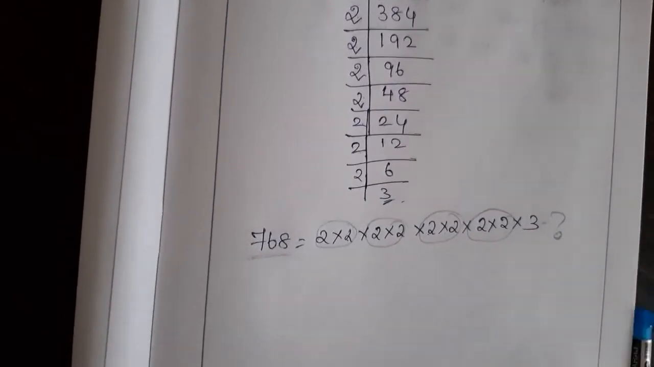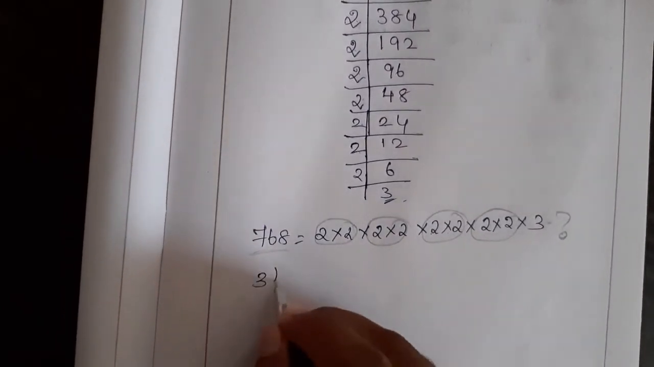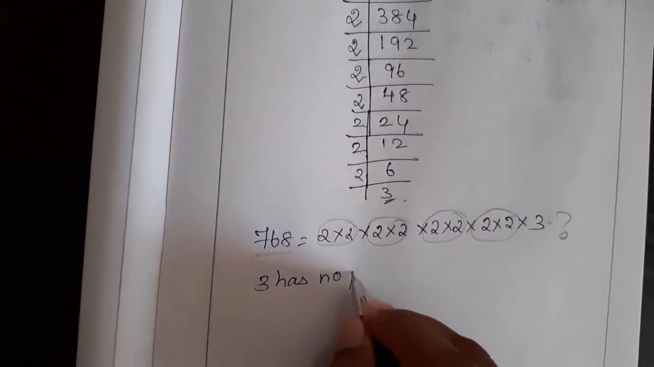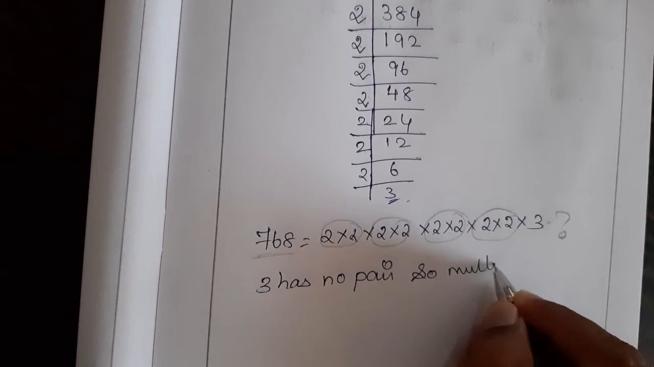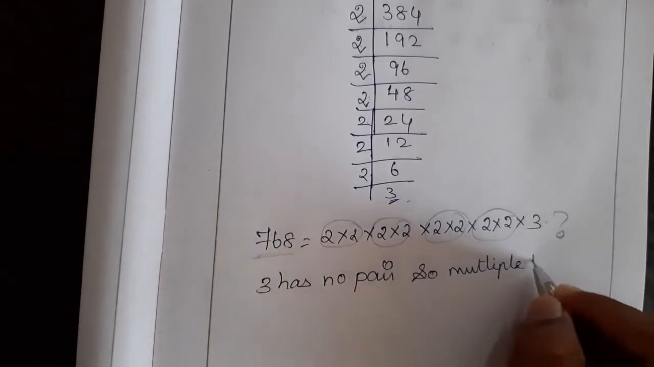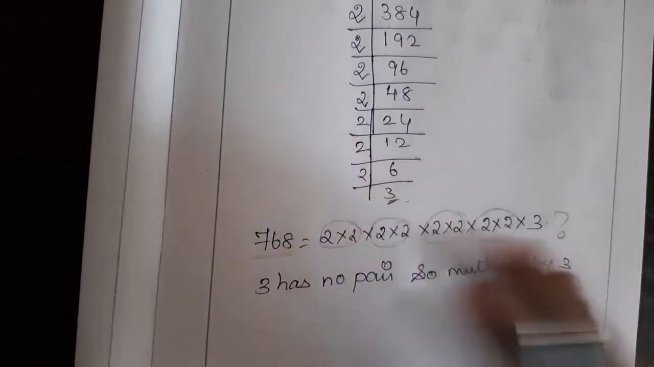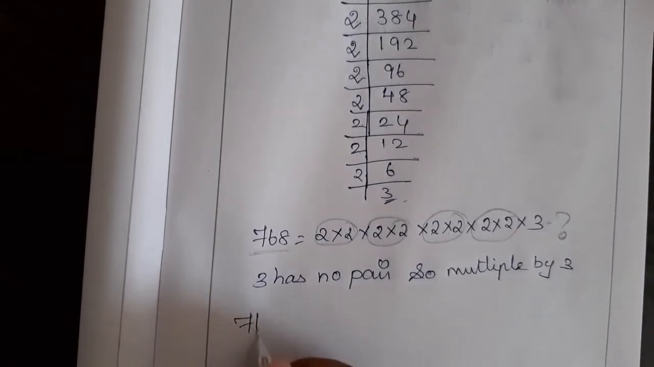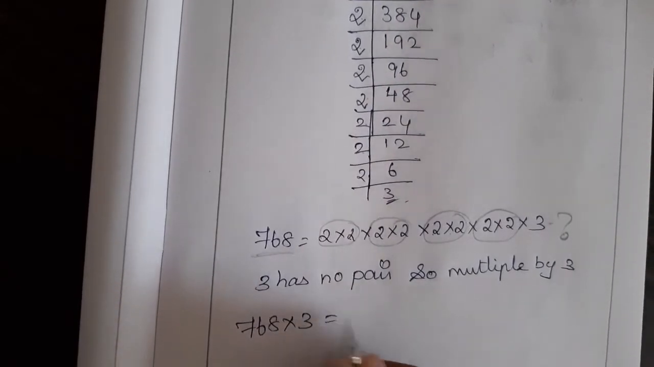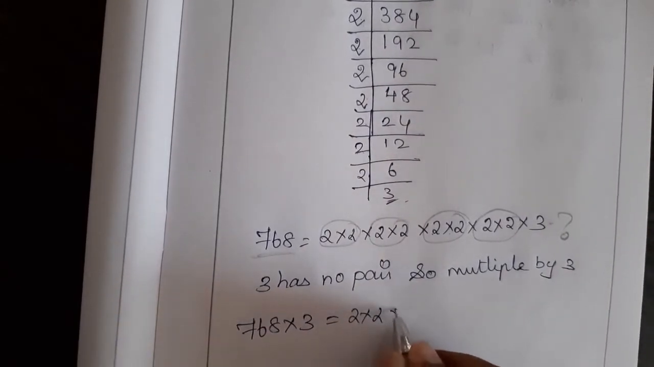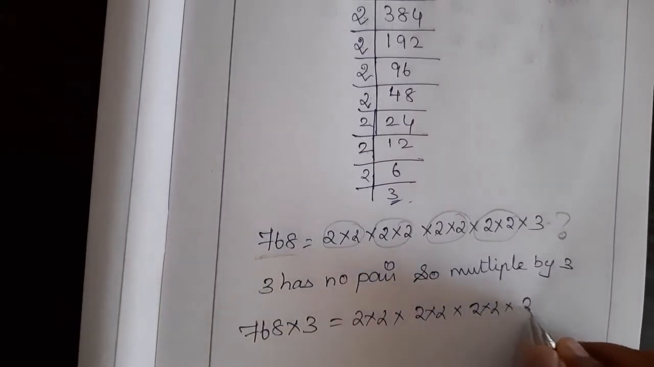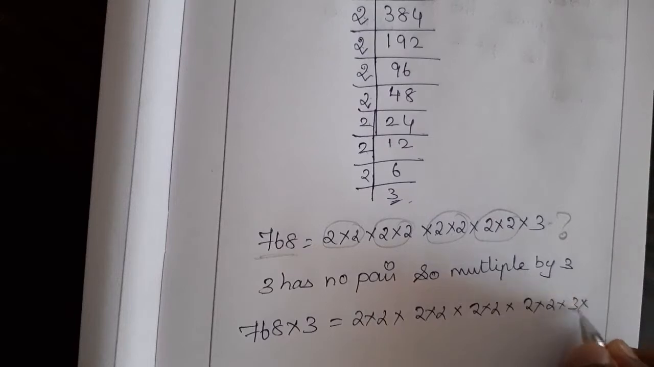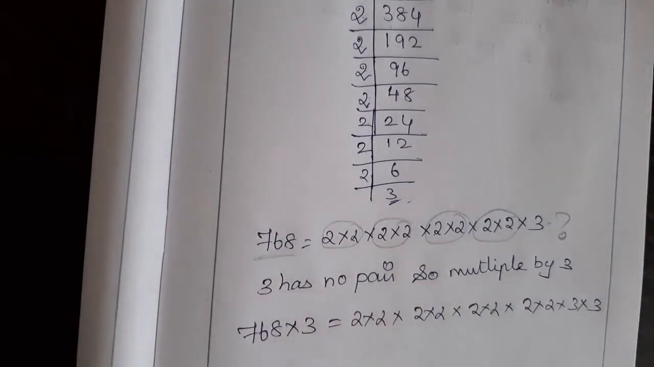So what do we have to multiply here? 3, right? 3 has no pair, so multiply by 3 on both sides. Both sides we have to multiply. So 768 into 3 is equal to 2 into 2 into 2 into 2 into 2 into 2 into 2 into 2 into 3 into 3. Now it is a perfect square.